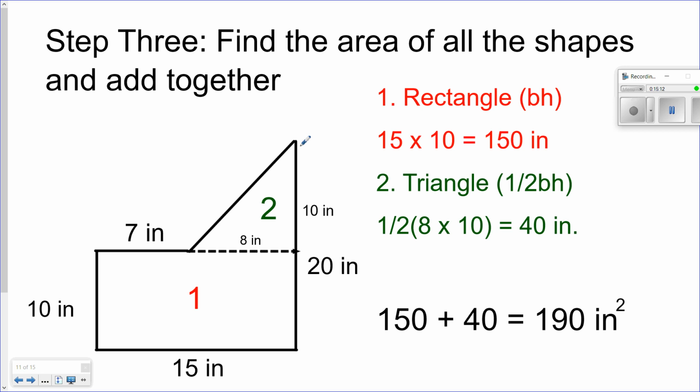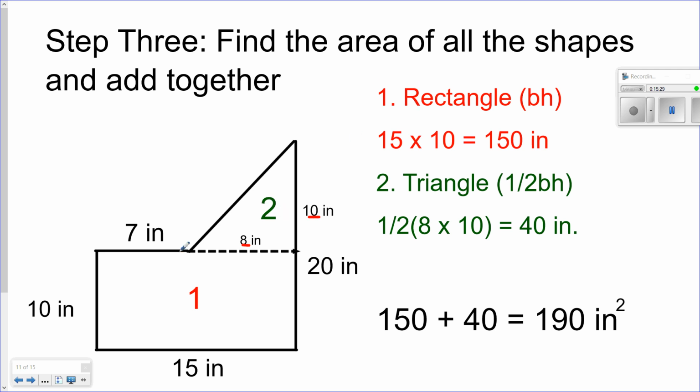So let's say I just did this. This is what I did. I found on my last page, I found 10, I found this was 8. So here's how you can keep yourself organized. What you do is you number your shapes. I numbered my rectangle 1. I numbered my triangle 2.